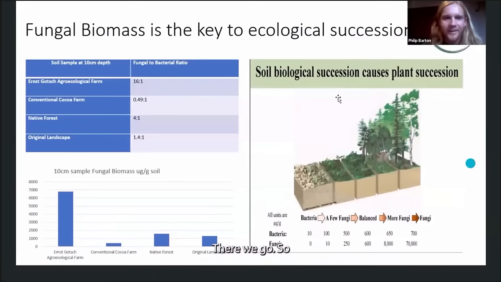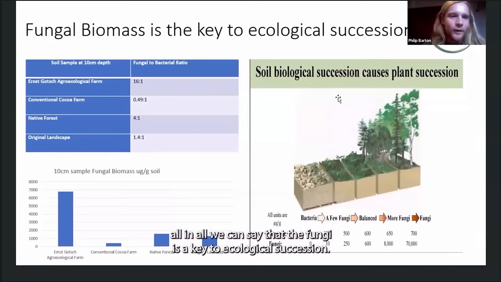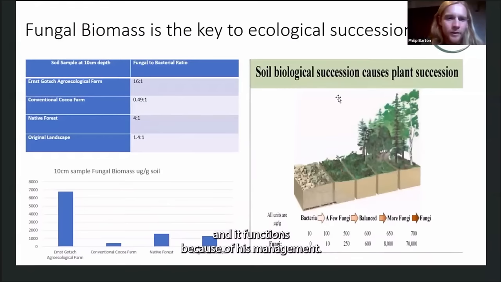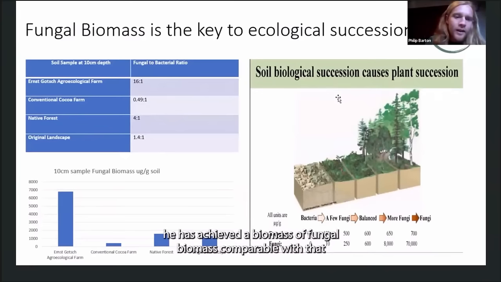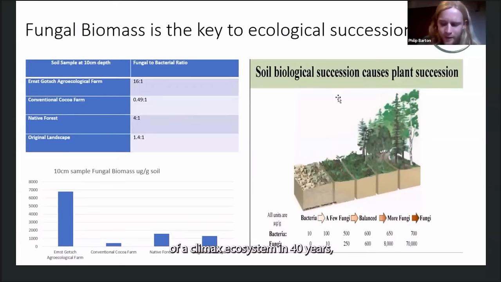So, all in all, we can say that the fungi is a key to our ecological succession. It's the key driving force behind Ernest's farm, and it functions because of his management. It does turn out that our biggest input does need to be knowledge so that we can foster environments that work just as Ernest has shown us and demonstrated, based on this evidence that we've collected using the soil food web model. He has achieved a fungal biomass comparable with that of a climax ecosystem in 40 years, which is just absolutely incredible. He's facilitated that ecological succession faster than a natural ecosystem.